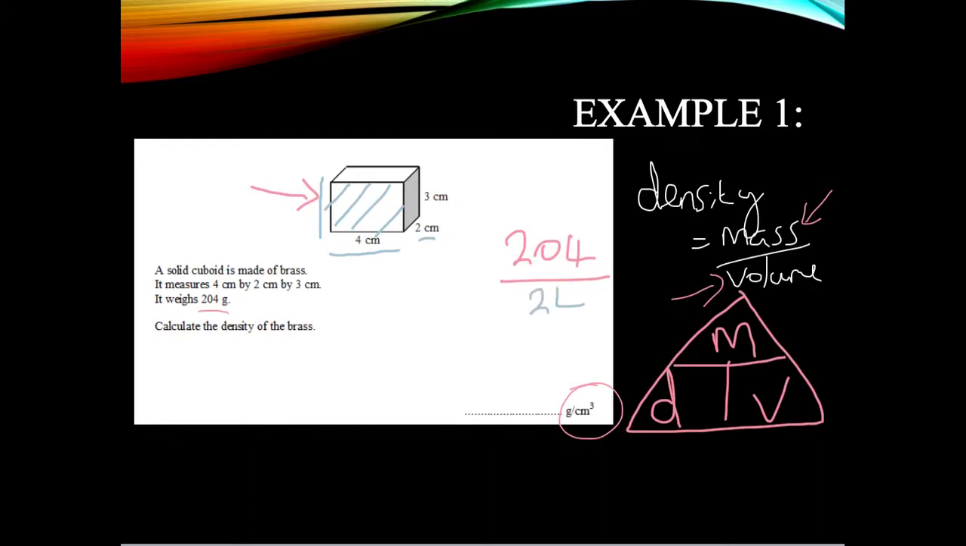So we're going to do 204 divided by 24, and we're going to do that on our calculator, which is going to give us 8.5. So the answer to this calculation is that the density of the brass is 8.5 grams per centimetre cubed. Remember that the divide line means per. Not too tricky at all. The important thing to remember is you can use the density, mass, volume triangle. If you forget that, remember that the units can help us. Let's look at our second example.